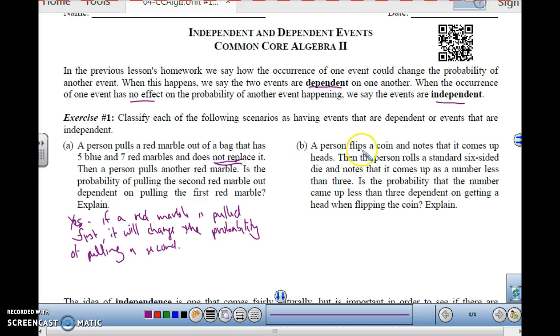All right, now, a person flips a coin and notes that it comes up heads. Then the person rolls a standard 6-sided die and notes that it comes up as a number less than 3. Is the probability that the number came up less than 3 dependent on getting a head when flipping the coin? Well, does it matter rolling a number? Does flipping a coin affect that? No. Okay, because the two events are independent. Flipping a coin does not affect rolling a die.